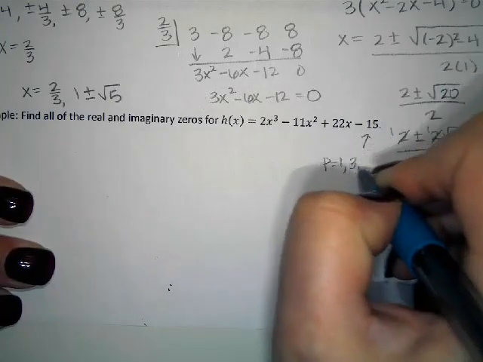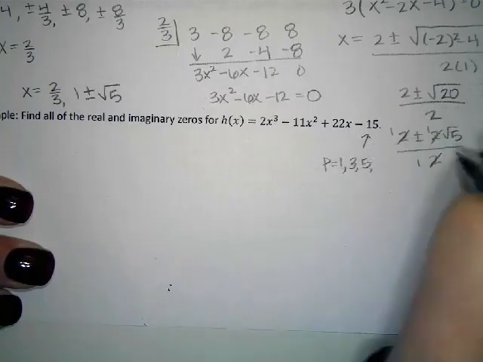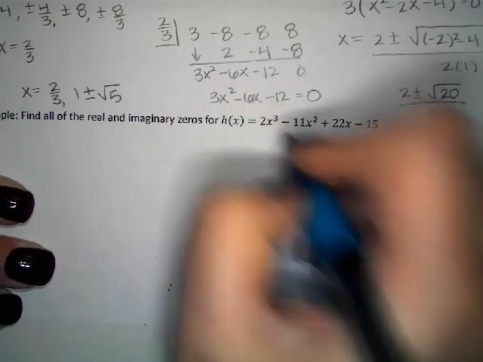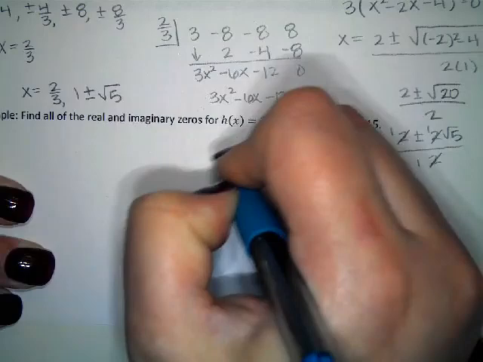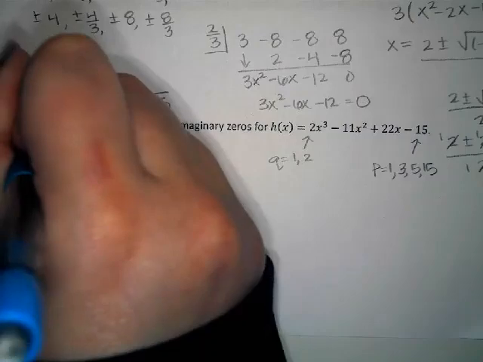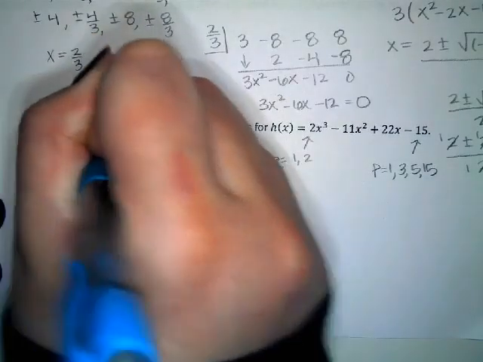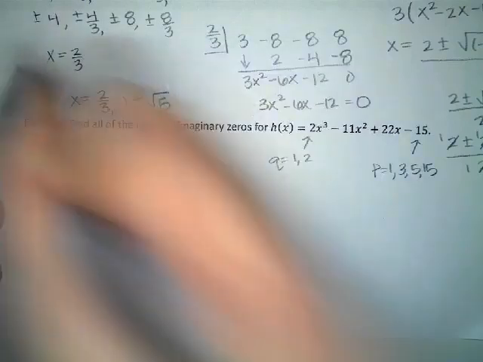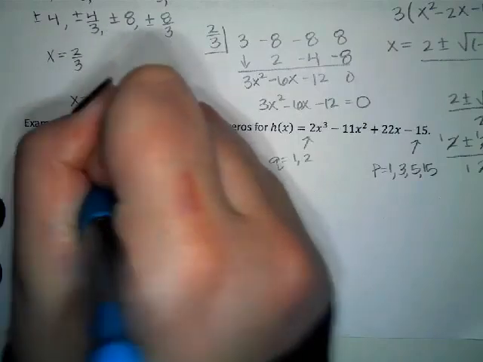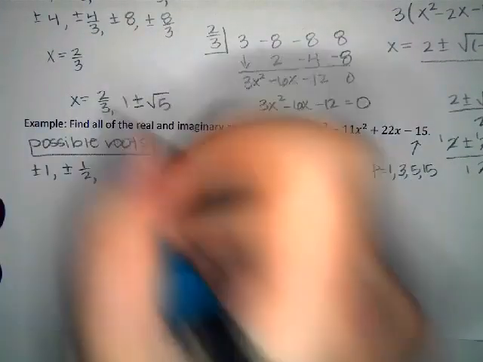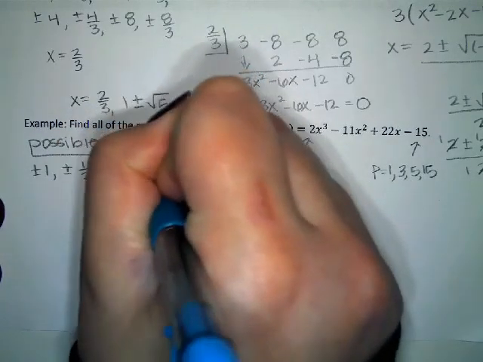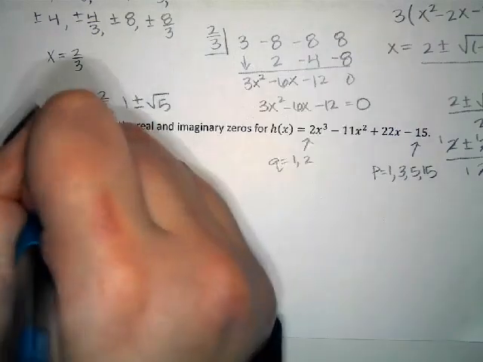Okay, so our possible roots: 1 divided by 1 is 1. 1 divided by 2 is 1/2. 3 divided by 1 is 3. 3 divided by 2 is 3/2. 5 divided by 1 is 5. 5 divided by 2 is 5/2. 15 divided by 1 is 15. 15 divided by 2 is 15/2. So those are all of our possible roots.